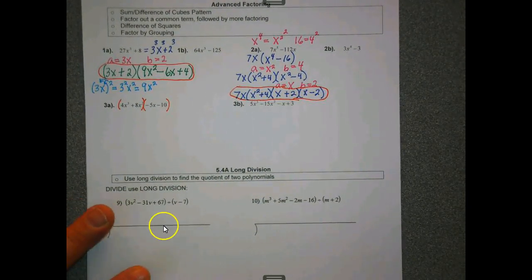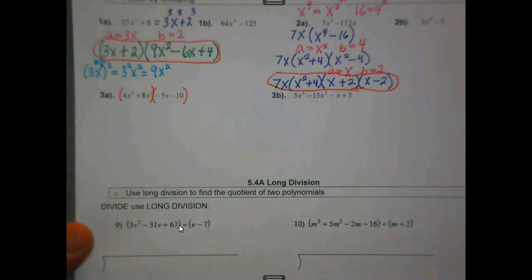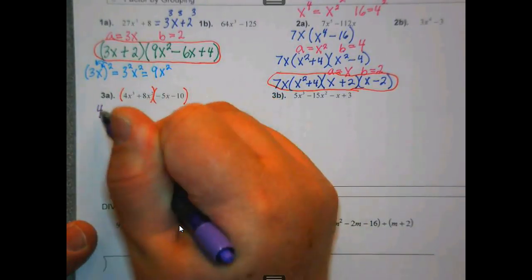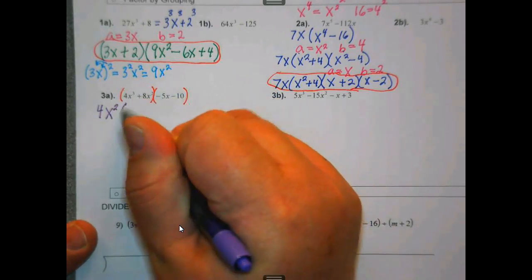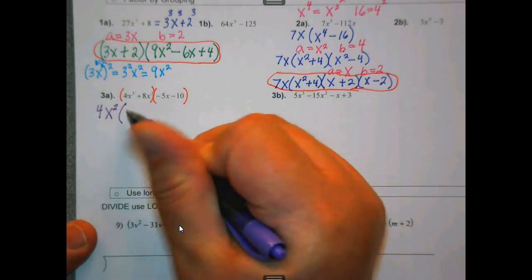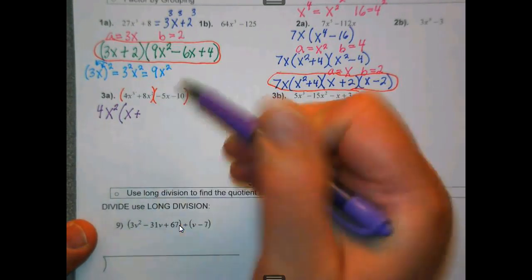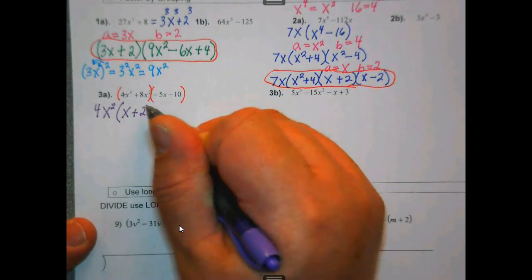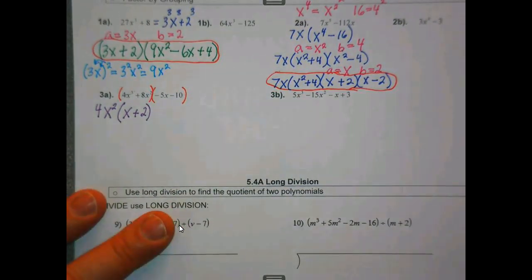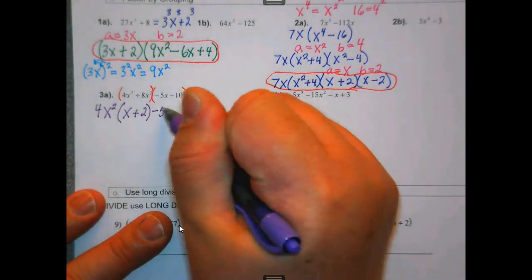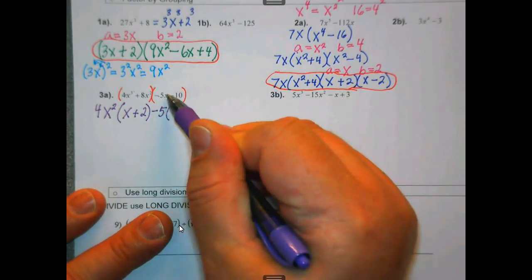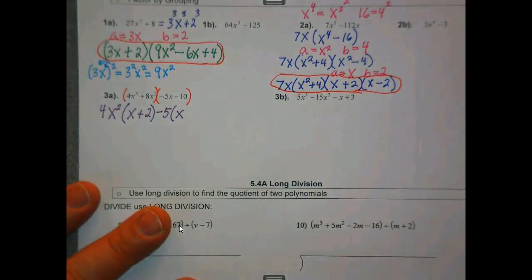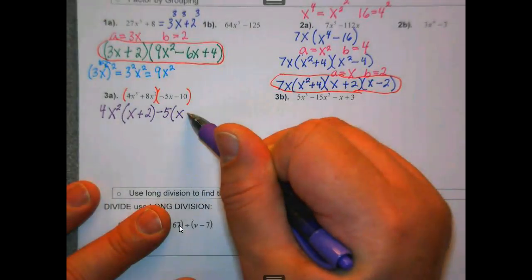Okay, what can I take out of the first 2 terms? Well, I can take out a 4 and a 2x. 8x squared divided by 4x squared is 2. Second quantity, I can factor out a negative 5. Negative 5x divided by negative 5 is a positive x. Negative 10 divided by negative 5 is a positive 2.